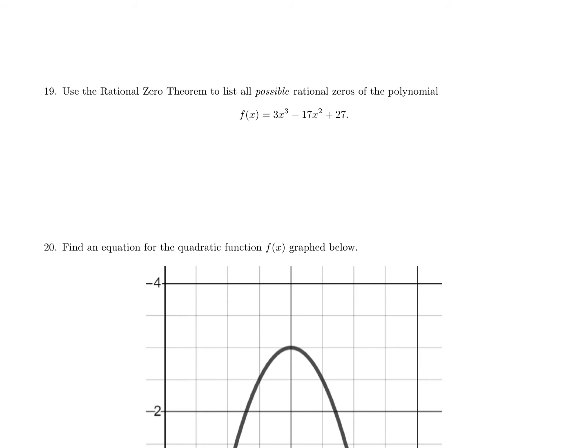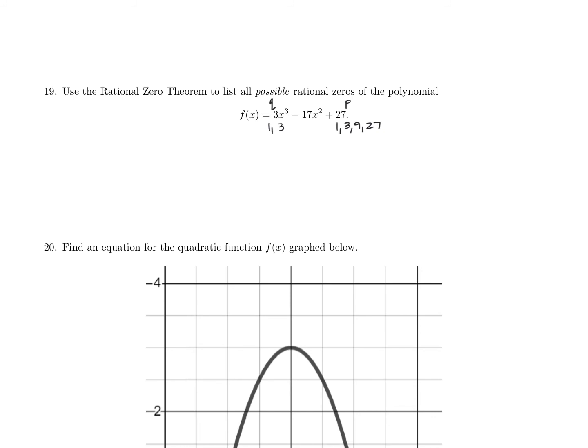Use the rational zero theorem to list all possible rational zeros for the polynomial. So you don't have to find the actual zeros, just the possible zeros. To do this, you have to use the ratio of p over q. P will be all the factors of 27, and q will be all the factors of 3. So the factors of 27 are 1, 3, 9, and 27. So it's all whole numbers that multiply to get 27. And then the factors of 3 are 1 and 3.